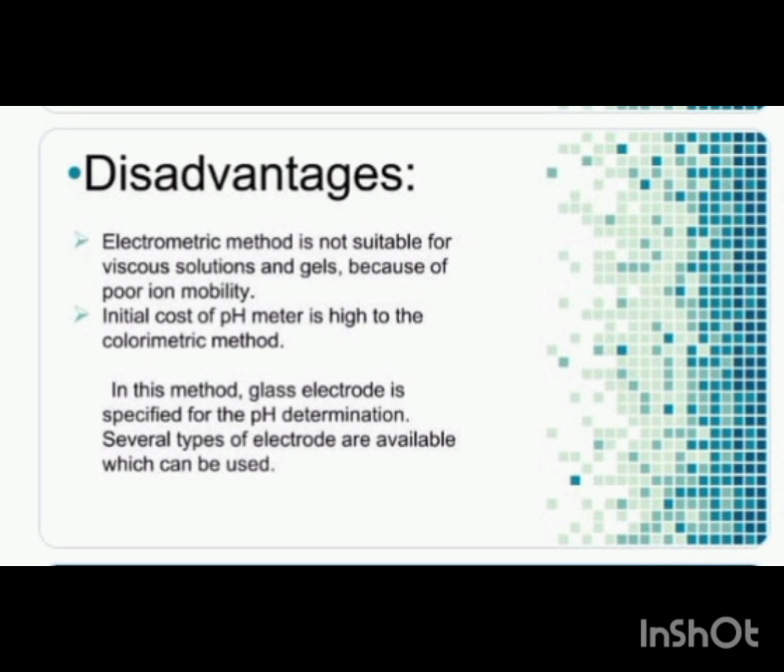These are some disadvantages. And further, the electrometric method is not suitable for viscous solutions, and the initial cost of the pH meter is high compared to the colorimetric method.